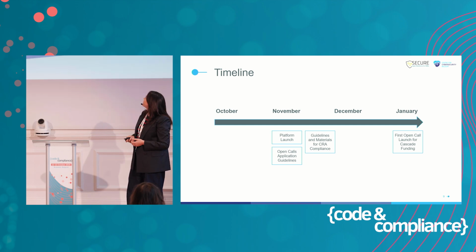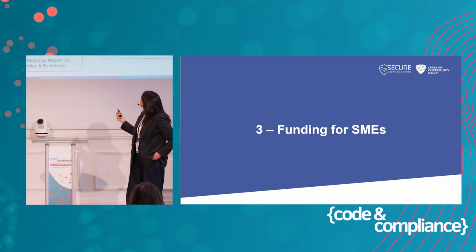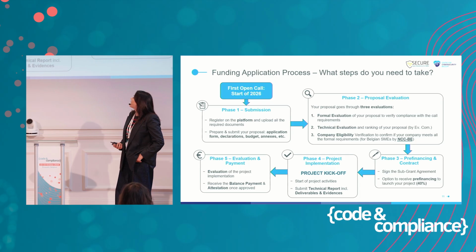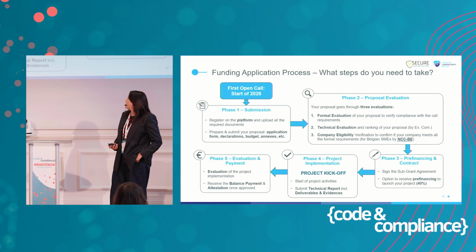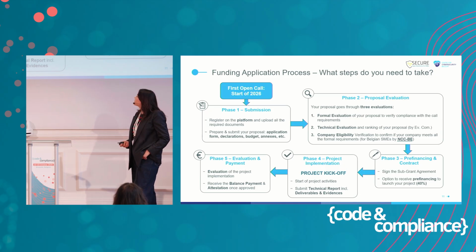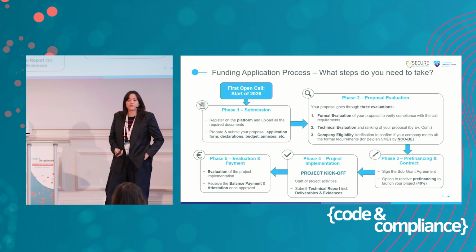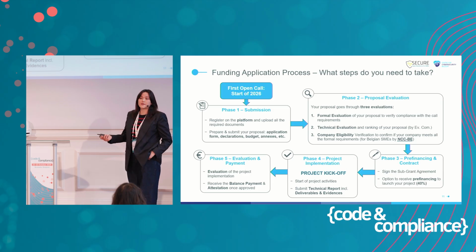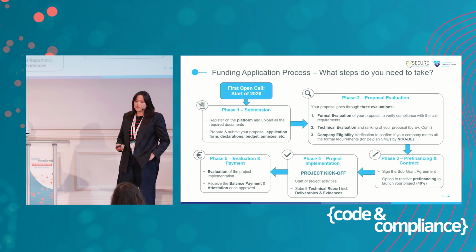So how can SMEs actually benefit from our funding? We try to design an application process that is more simple and accessible for SMEs, with clear templates and guidance available on our online platform. So a company simply must register on the platform and upload all the required documents, such as, for example, the ownership declaration and control declaration. And then you can begin preparing your project proposal and your budget proposal through all the provided templates.